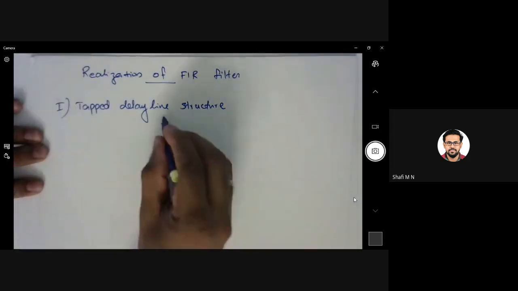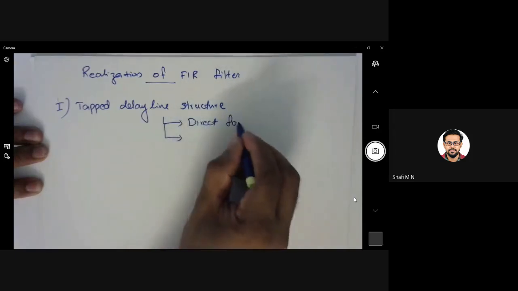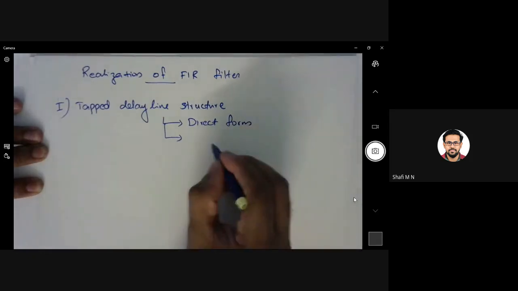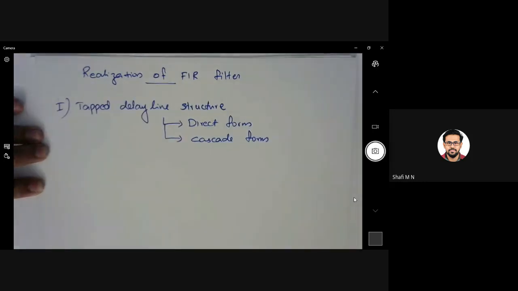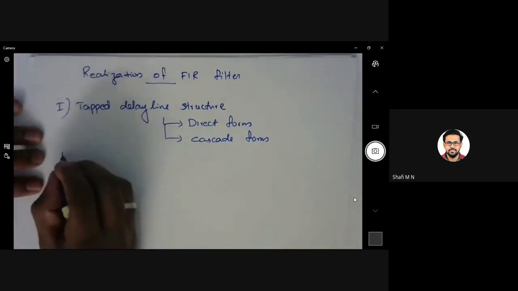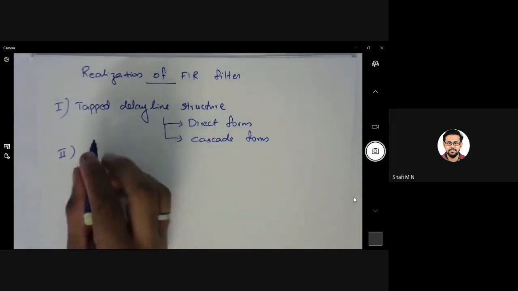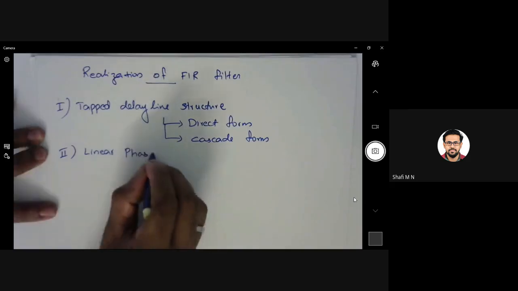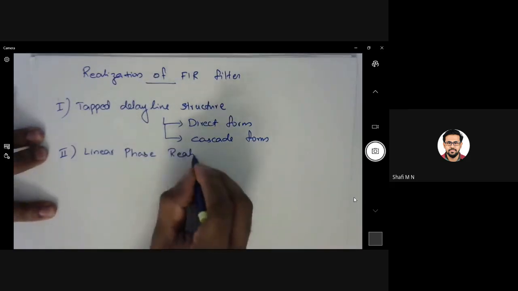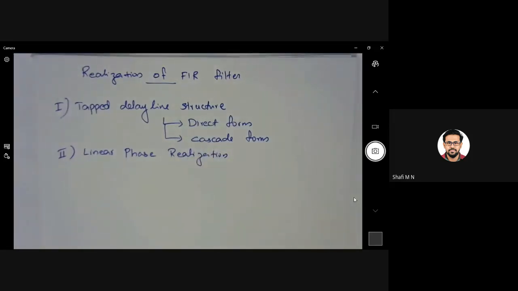And here you have 2 methods to realize it. One is called direct form realization. Okay, and the second one is called cascade form. And the second method is very important. And all these things are very easy to realize because the denominator of a FIR filter is 1, as you know. So the second method is called linear phase realization. And this method is particularly applicable only for linear phase FIR filters.